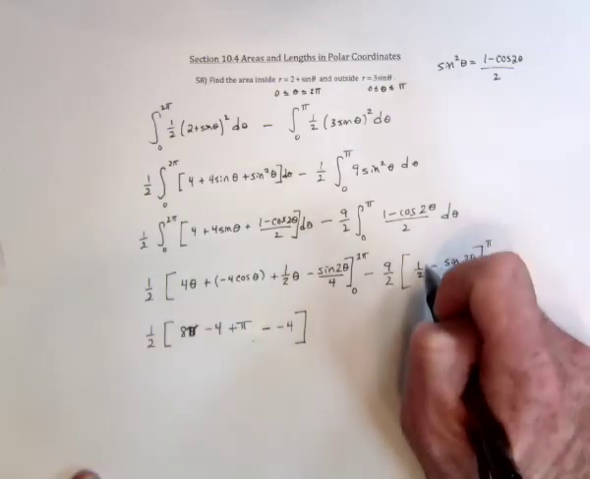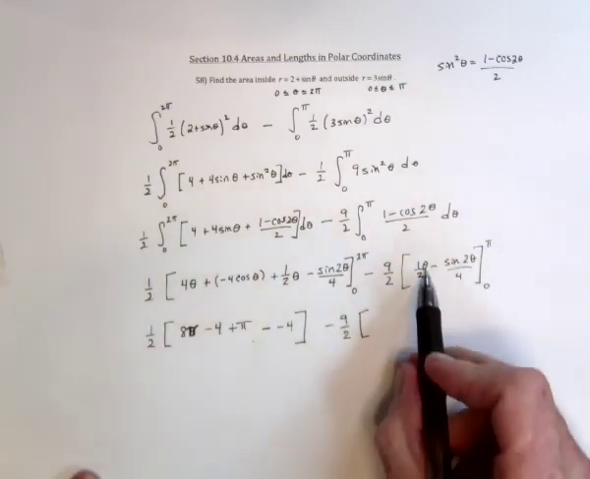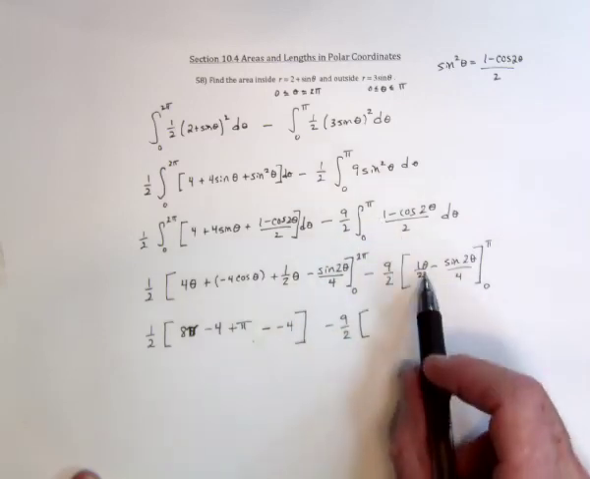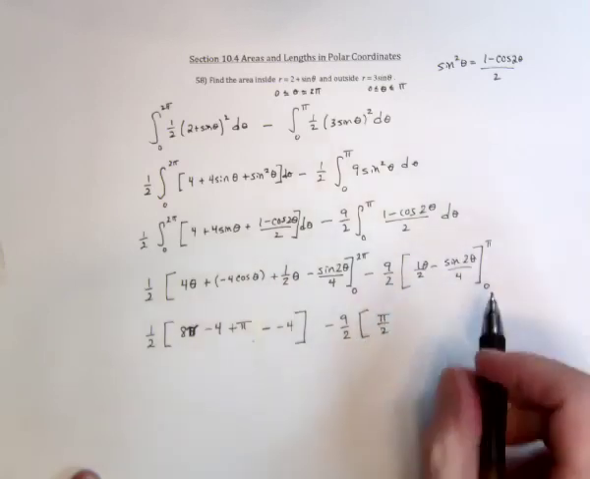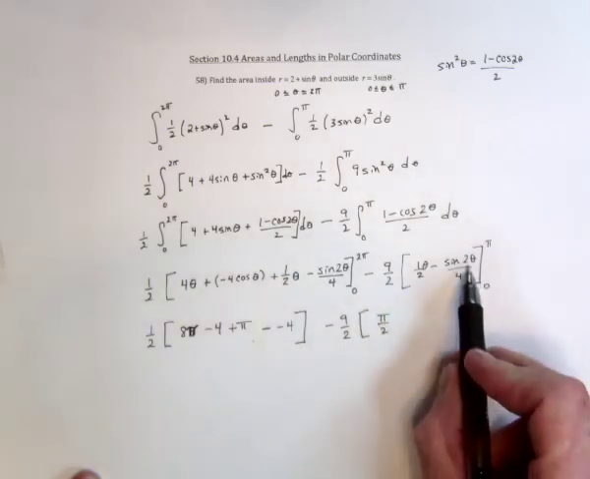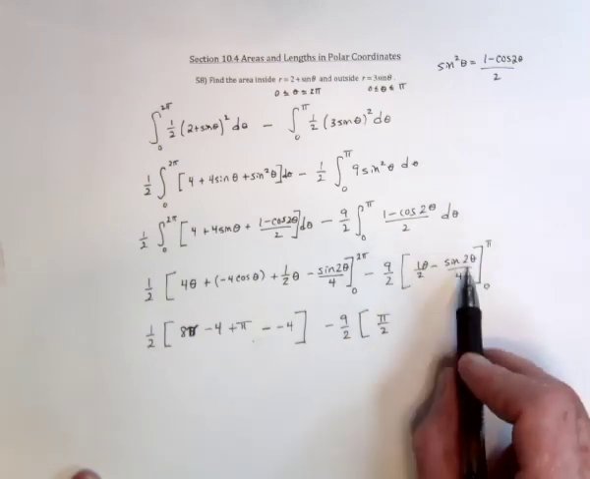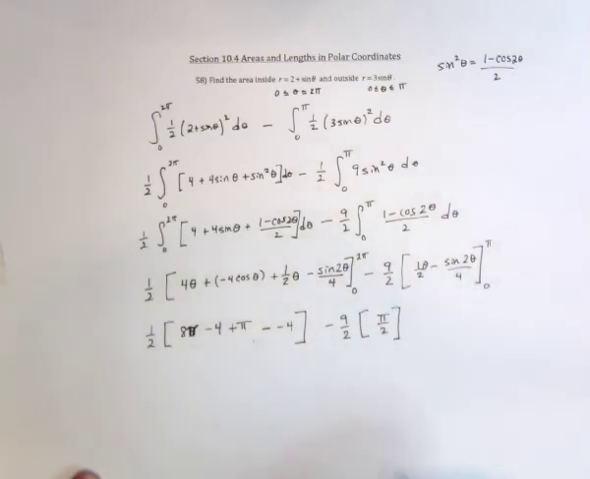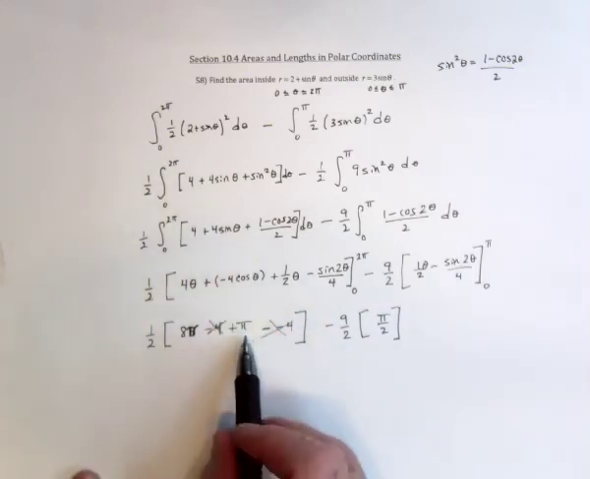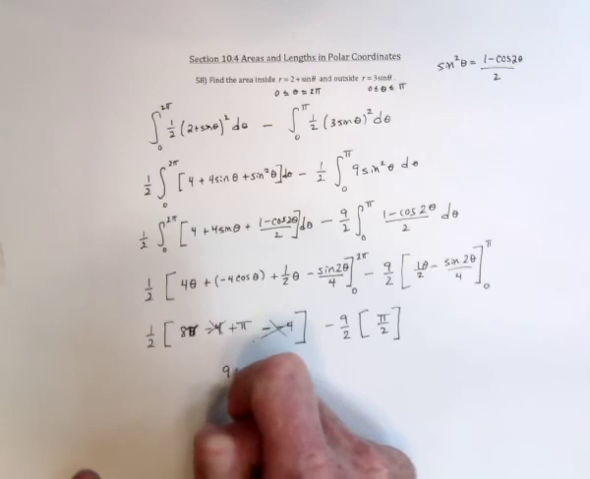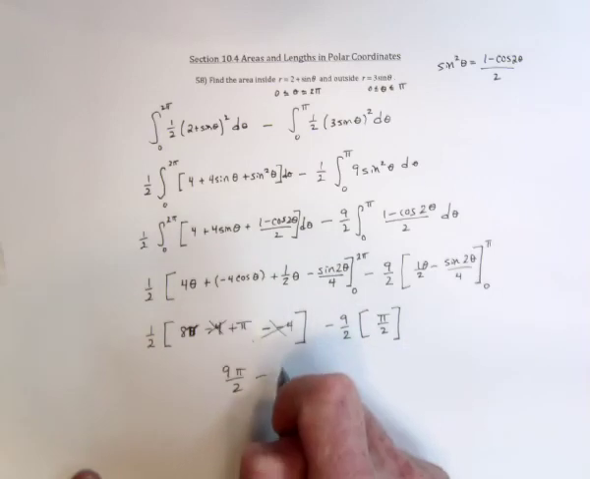Next we've got minus 9/2, and this 1/2 when we integrate it is 1/2 theta. So put pi here, and there's going to be pi cut in half. And then this is sine of 2 pi, so that's 0. Next, substitute the 0. This is gone, this is sine of 0, so that's gone. Like I said, the 4's can cancel. This is now 9 pi over 2, and then minus 9 pi over 4.